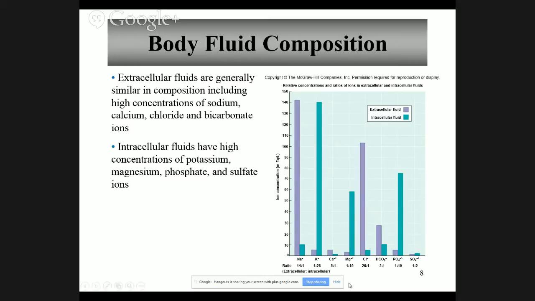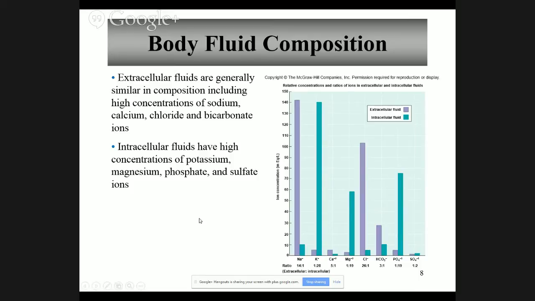Another one that is a great ratio is magnesium. It's a 1:19. Very little outside the cells. Most of your magnesium is in your cells. So extracellular fluids are generally similar in composition. There's a high concentration of sodium, calcium, chloride, and bicarbonate, where your intracellular fluids have high concentrations of potassium, magnesium, phosphate, and sulfate.